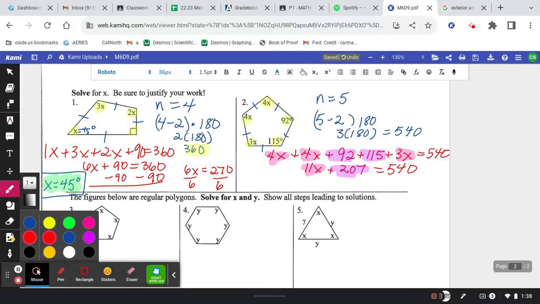Now that we've collected our like terms, we can minus 207 from both sides, and I get 11x is equal to 540 minus 207, 513.